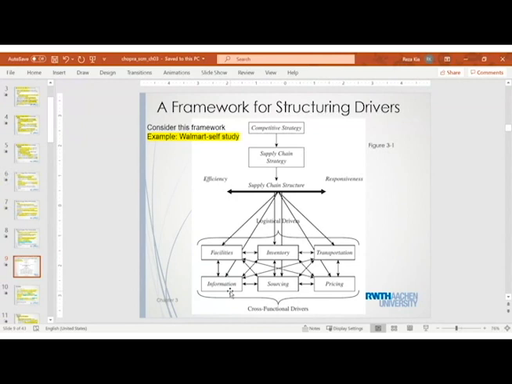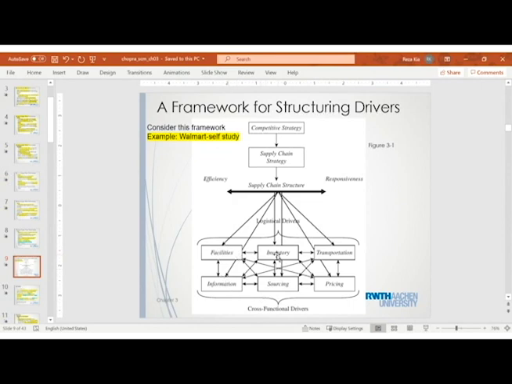Information system is coordinating all the operations in your supply chain. Through the sourcing, you are just determining which company is doing which activity. And through the pricing, you are defining the price of transportation. You define the price of the warehousing system. You are defining the price of production in different facilities regarding different production lines, different cities, and so on.